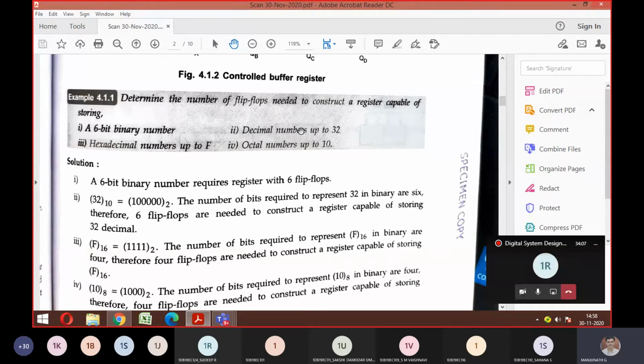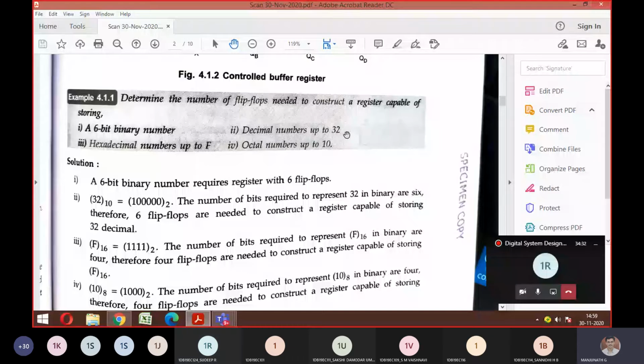Got it, everyone? What I told: a 1-bit binary representation indicates one flip-flop. So a 6-bit binary number means you require 6 flip-flops. That is the first answer. Is it fine? Yes, sir. Okay, so in the same way, second category, look at the question.